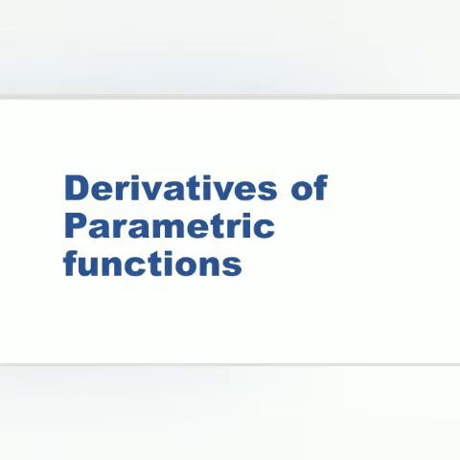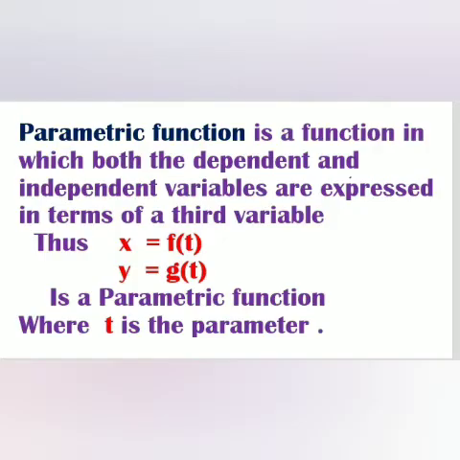Today we are going to find derivatives of parametric functions. Now, first we must know what parametric functions are. A parametric function is a function in which both the dependent and independent variables are expressed in terms of a third variable. Thus, in a parametric function, the dependent and independent variables are not directly connected. They are connected through a third variable, which is called a parameter.